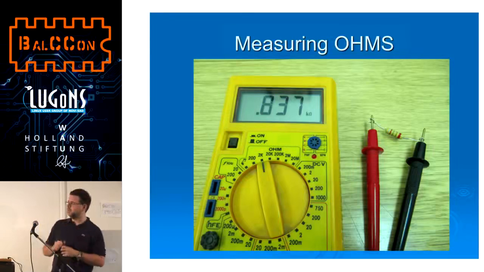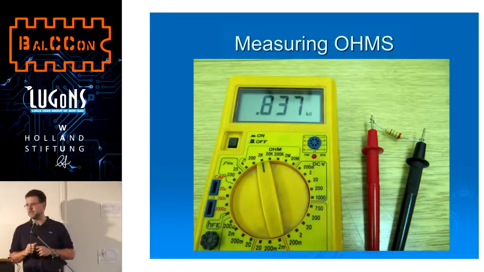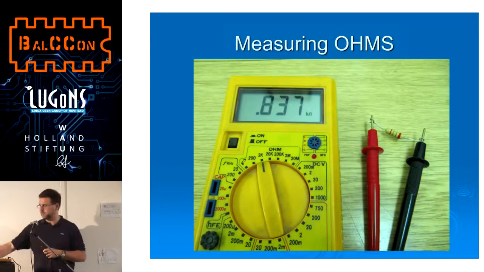And here I'm measuring that resistor that was connected to that battery, and it's around 800 ohms. So remember, measure it like this, never in the circuit, especially when it's powered.